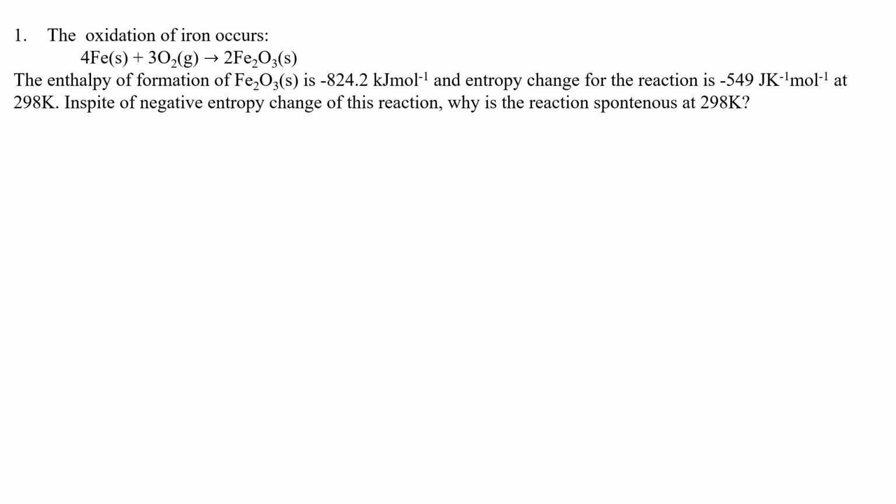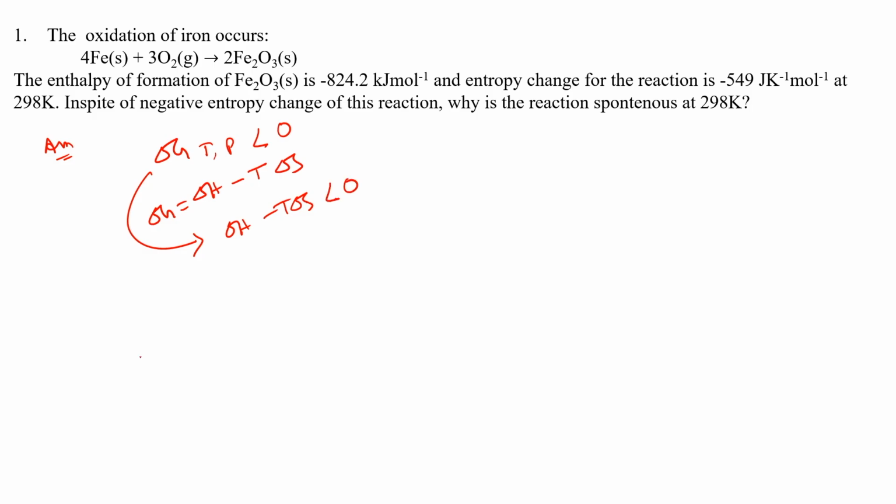So, to check the spontaneity of a reaction, we know delta G at constant temperature and pressure has to be less than 0. We know delta G is delta H minus T delta S. So, we can write delta H minus T delta S overall has to be less than 0 for a spontaneous process. So, delta H has to be lower than T delta S, right, for a spontaneous process.